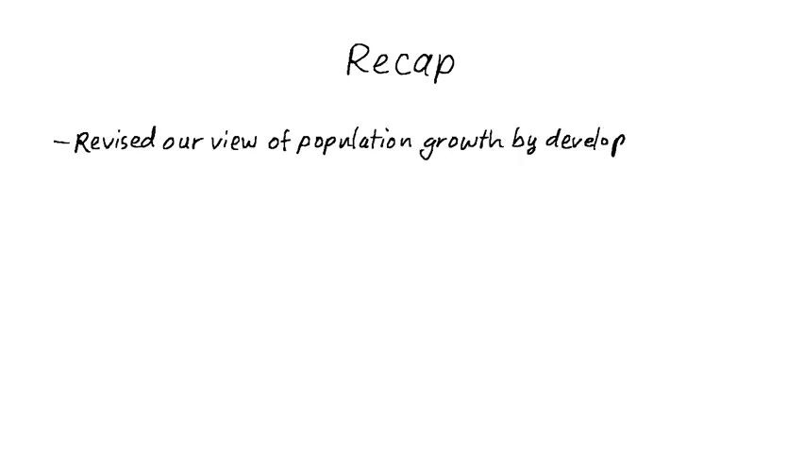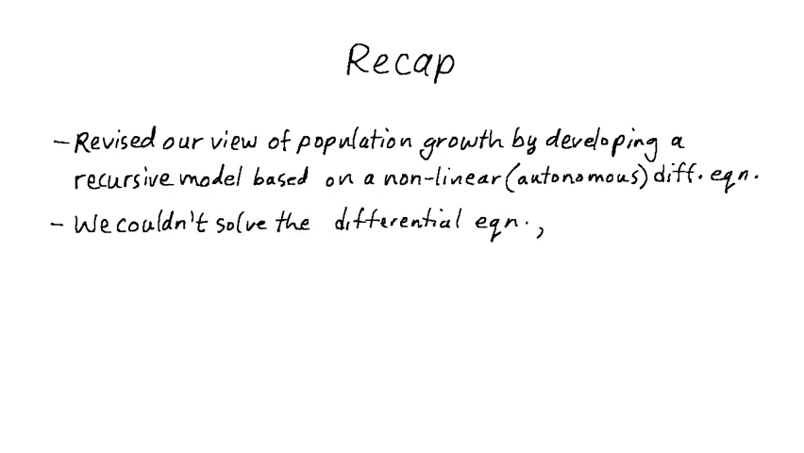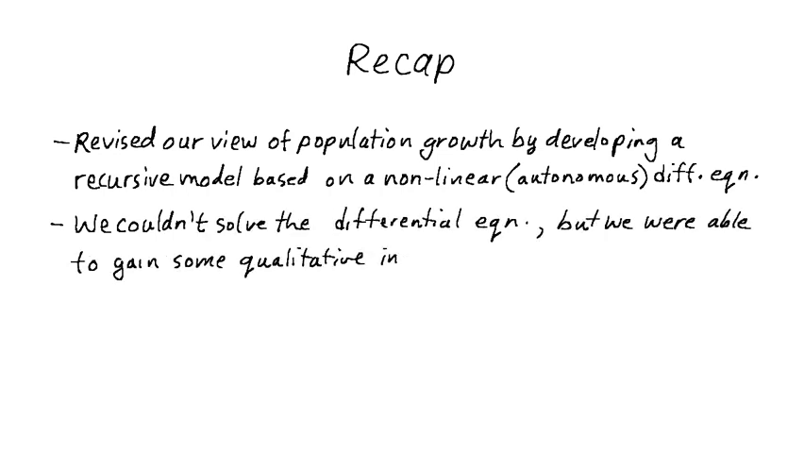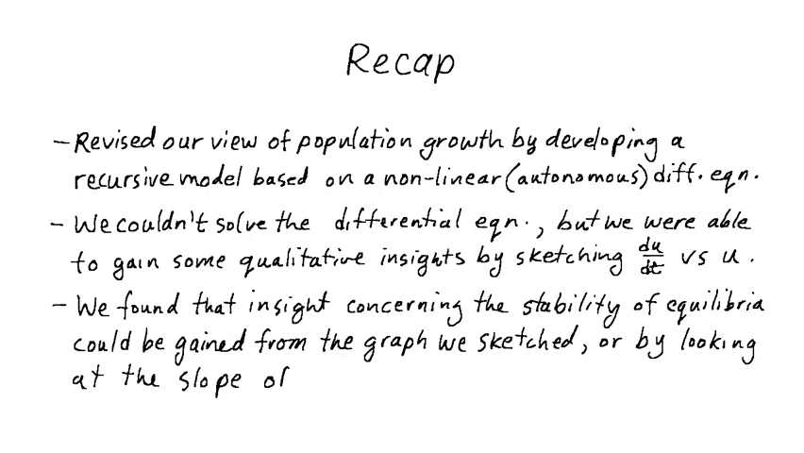We're winding down, so let's quickly recap. We began the video by revising a simple model of population growth. The revised model ticked the right boxes, but was based on a nonlinear differential equation. The differential equation was autonomous by design, and we saw that this was advantageous. Although we weren't able to solve the differential equation, the fact that it was autonomous meant that we could gain some qualitative insights into the model's predictions using a sketch of du by dt versus u. Finally, we found that some of the insights could be gained not only by the graph we sketched, but also by looking at the slope of the tangent to the graph evaluated at equilibrium points.